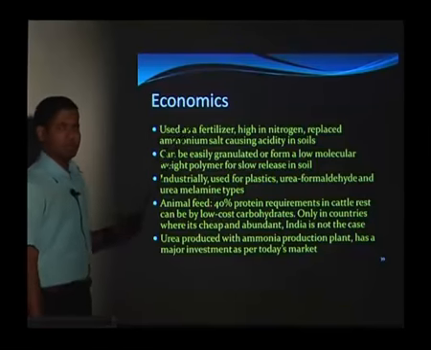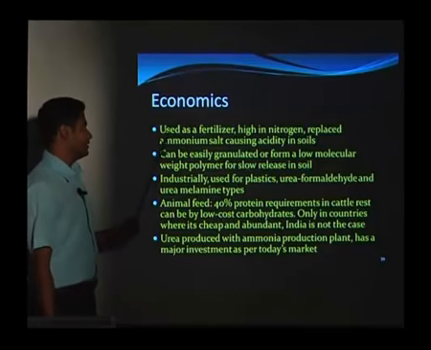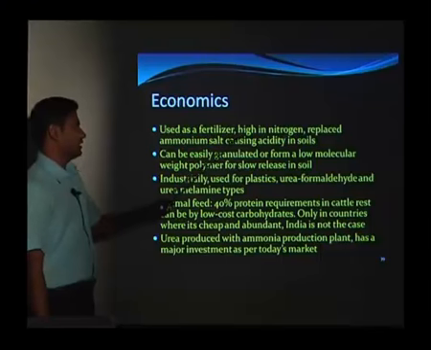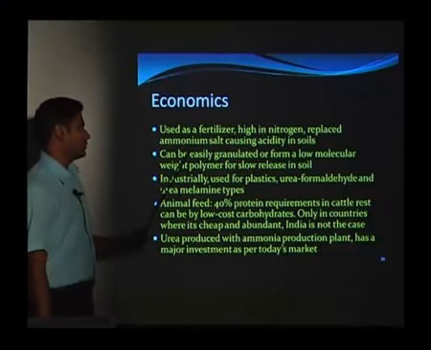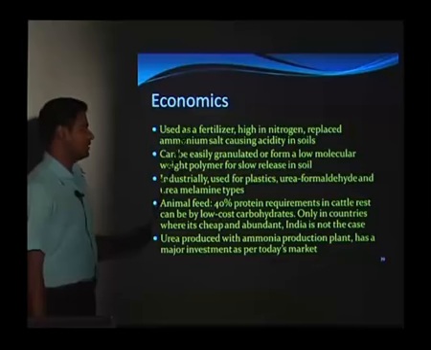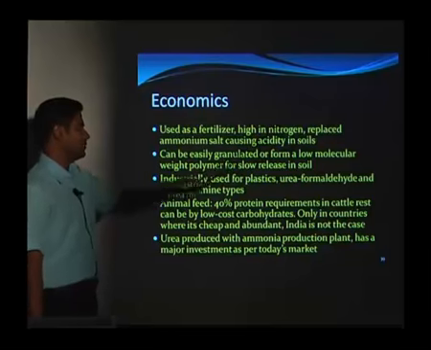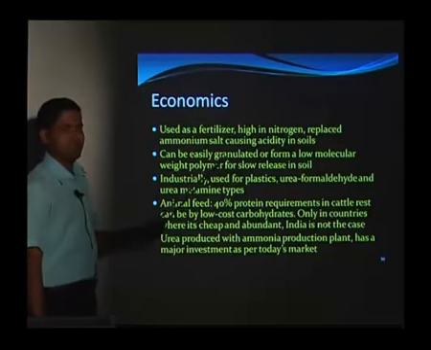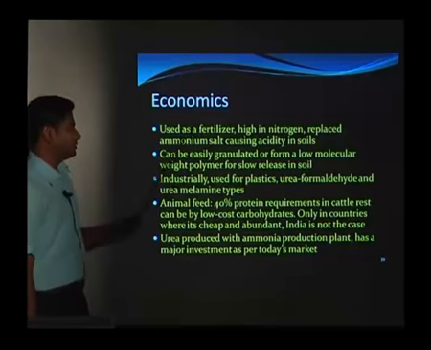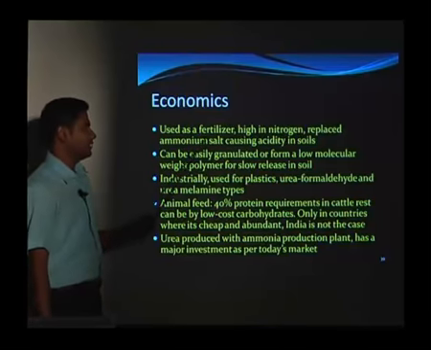If you see the economics of urea, urea as a fertilizer is high in nitrogen and replaces ammonium salt, which caused acidity in the soils. So it is used as a fertilizer, it has a very high nitrogen content, and it has replaced the ammonium salts which were causing the acidities. Earlier the ammonium salts were used as a fertilizer, but because of the salts and the high acidity, these are replaced by urea.